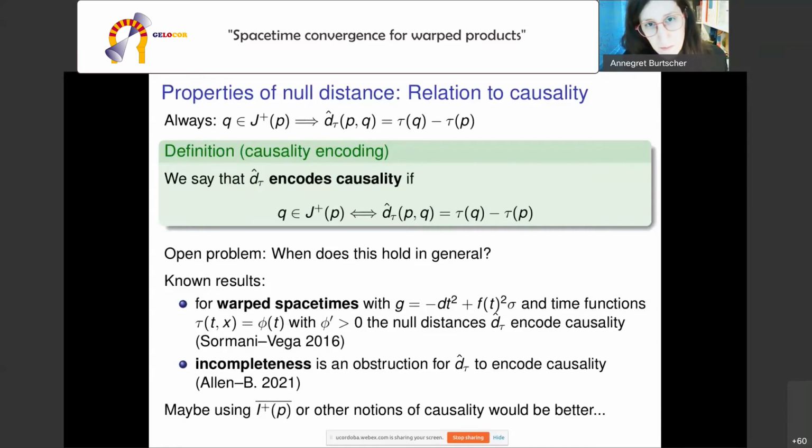And well, one can then in this context consider whether maybe this notion should be slightly adapted so that it fits better. So this is still a little bit open: how generally this holds and whether it is the correct notion for the most general case. But as I said, for warp products, this is already established and holds. And so this is the case that we want to study.